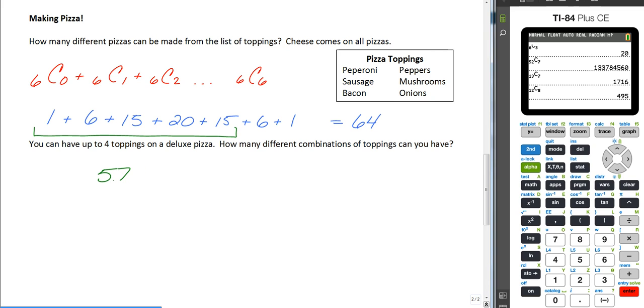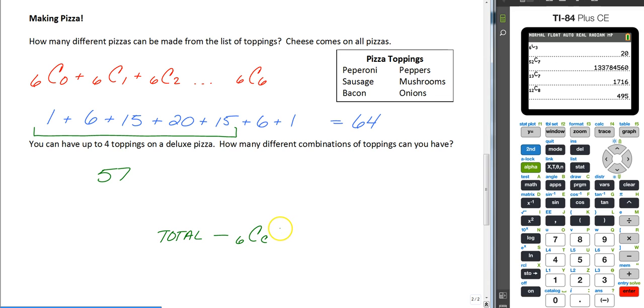But what if this was a much bigger pool? So what if we were going to do all the way up to 12 toppings? And you could choose up to, say, 10 for a deluxe. You wouldn't want to add every single one of them up. So another thing you could do is take the total and subtract the 2 options you're not allowed.